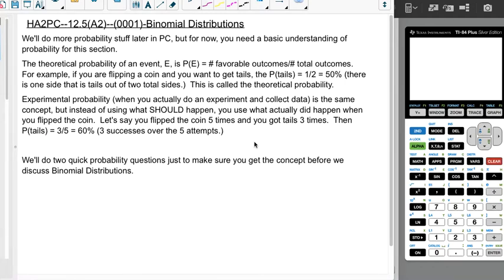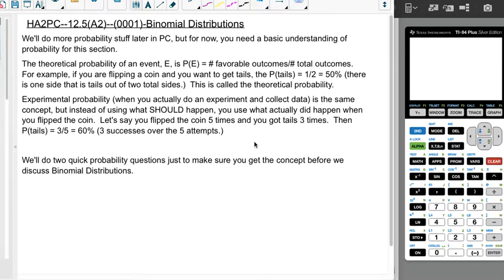All right, this is Honors Algebra 2 Pre-Calculus. We're doing 12.5 in Algebra 2, which is binomial distributions. So we do things a little bit out of order in this class because we take some things that we would normally cover in Algebra 2 and we cover them in Pre-Calc, because the Algebra 2 and Pre-Calc books have a lot of overlap in the textbook, and we do both courses in a single year in this block course.